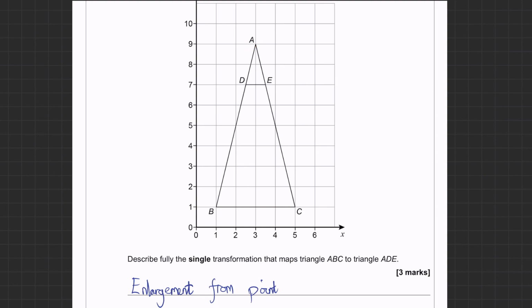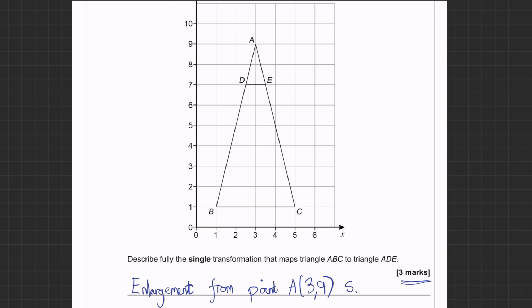You can also draw some straight lines which would cross over at this point A. So therefore, the enlargement is from point A. You don't have to write A for this, but I'm just going to anyway. So from A. So we've got 2 bits of information, but we've got 3 marks in total. So our third bit of information needs to state what the scale factor is.